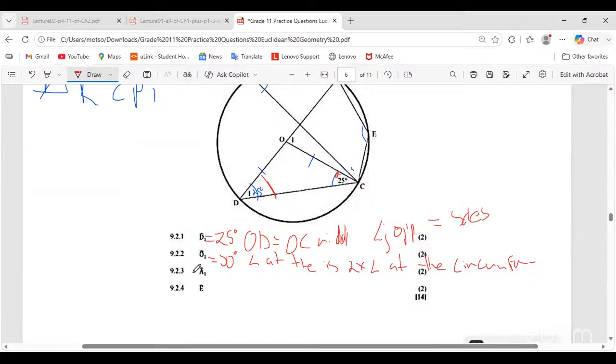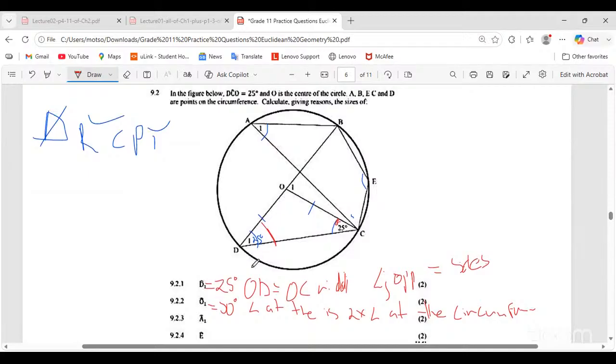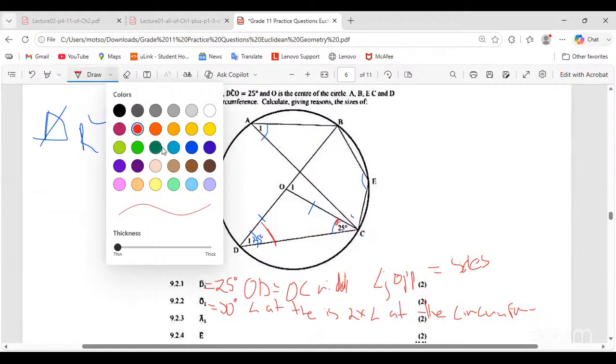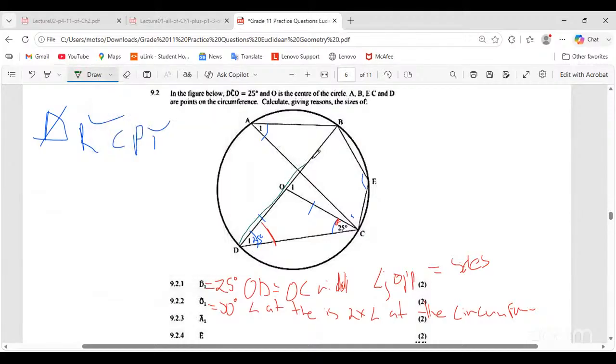Yes. The next question, 9.2.3, requires us to find the size of angle A1. Now, we can identify this bow tie shape here. This angle is equal to that angle, and this angle is equal to that angle. Reason being, angles subtended by the same chord or same arc, or angles in the same segment. Now, angle A1 is equal to angle D1.